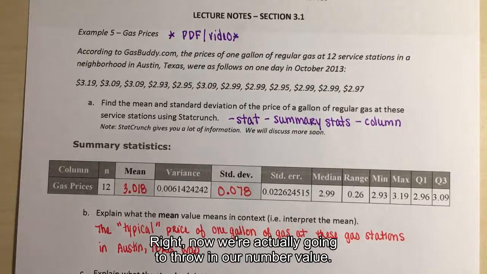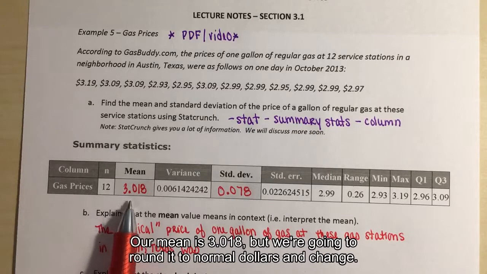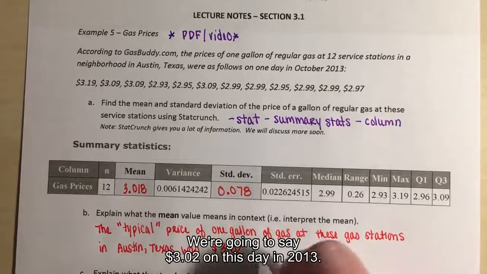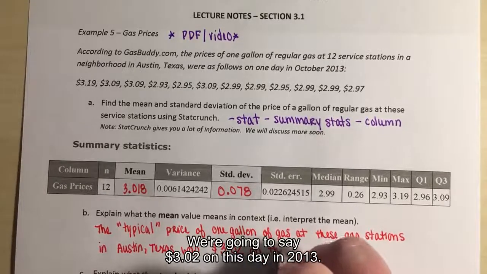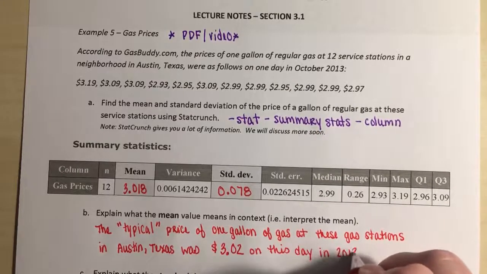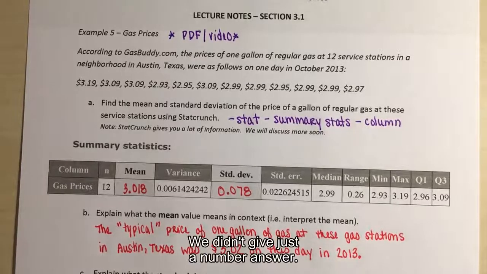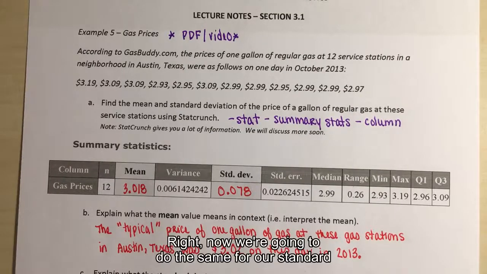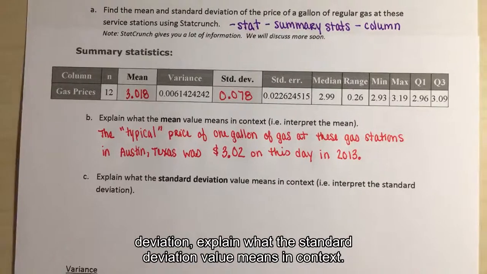Right? Now we're actually going to throw in our number value. Our mean is 3.018, but we're going to round it to normal dollars and change. So we're going to say $3.02 on this day in 2013. Right, so we didn't give just a number answer. We explained it in context, dealing with what we see in our problem. Right, now we're going to do the same for our standard deviation. Right, explain what the standard deviation value means in context.